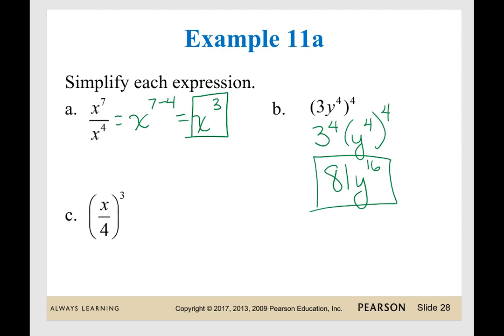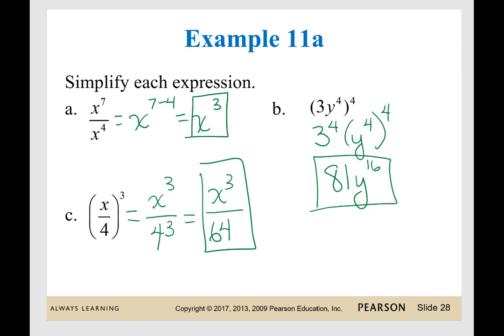And what about C? What rule do I use there? Hopefully you said the power of a quotient rule. You've got a quotient, so the numerator is going to get the power, and the denominator is going to get the power. So that is x cubed over 4 to the 3rd power, which is 64, right? I don't know. My brain doesn't work. This is why I have to use a calculator all the time. Yes, that is 64. Good. So there's my final answer.